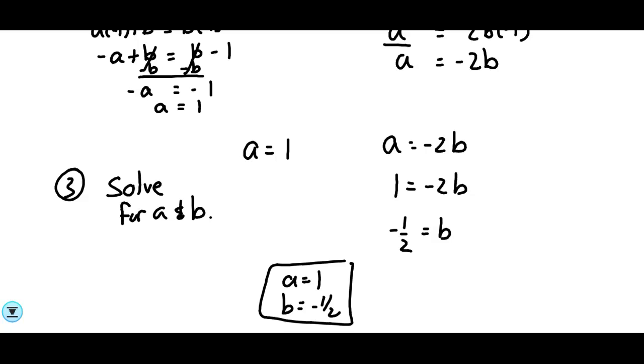Like I said, we already know a is 1, so at this point, since we could skip the first step, which is get a variable by itself, because we already have a variable by itself. We have a equals 1. So I just need to take that 1 and plug it in for a in the other equation over here. It was a equals -2b, but if I replace the a with 1, I get 1 equals -2b. And then division to solve for b gives me -1/2.